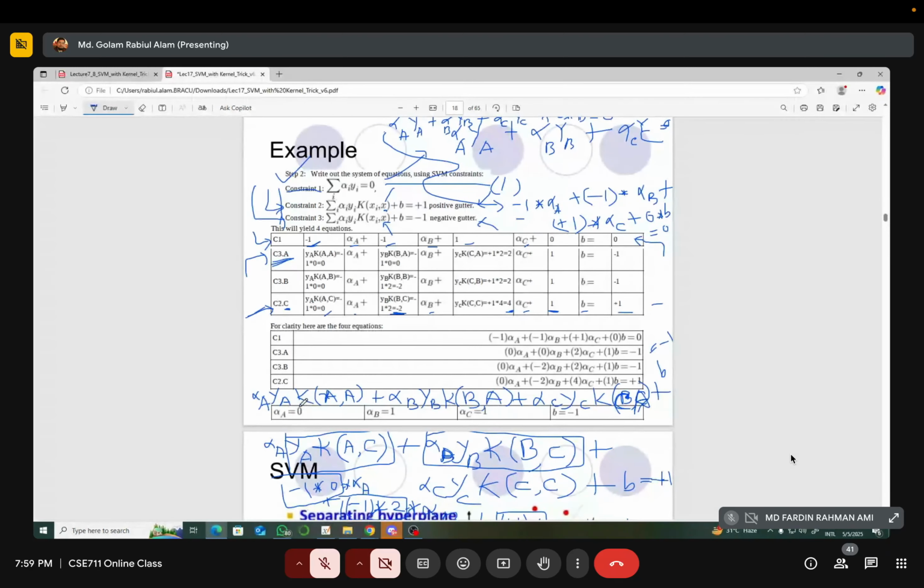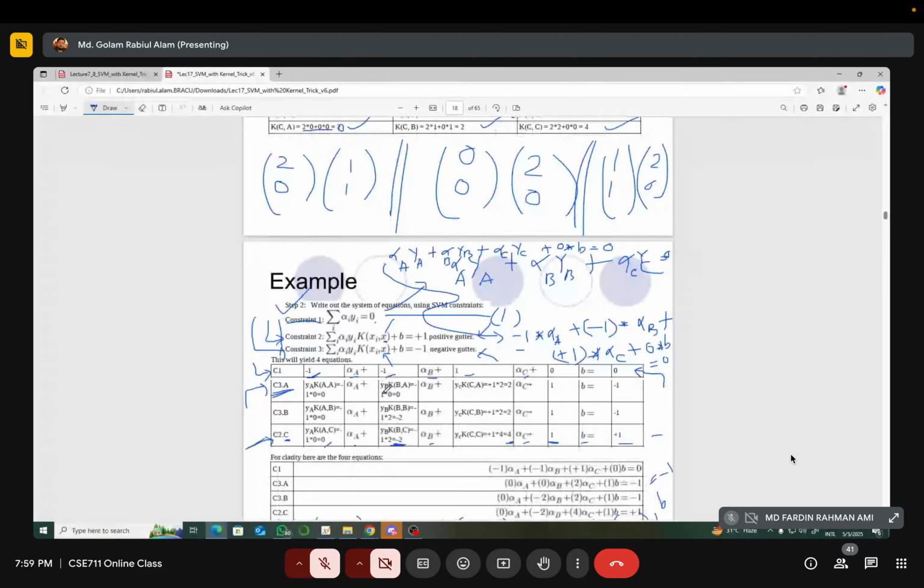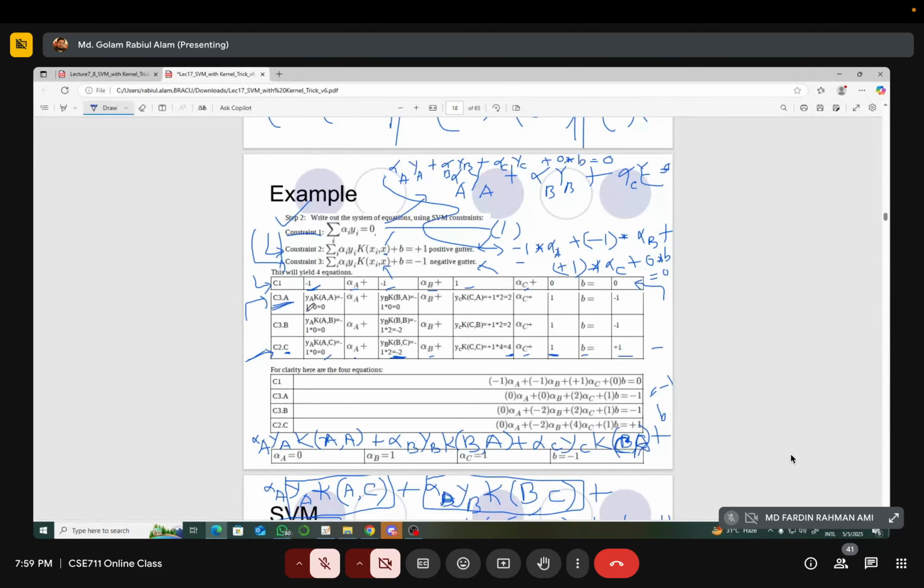So from this equation, if we just put the values of y and also the kernel function values we got from here, A and A, the equation will be like this way. Okay, so here you will get 0 alpha A, 0 alpha B, and then 2 alpha C, and then 1b equal -1.